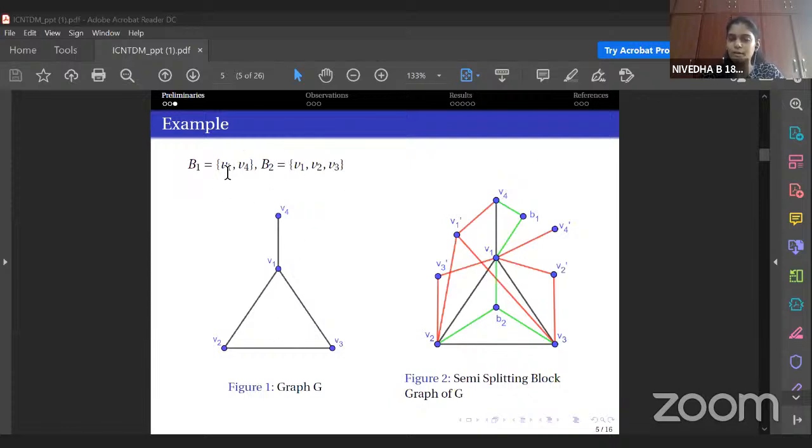So for each block in a graph, a new vertex is introduced, say small b1, and it is made adjacent to all the vertices that belong to that block. So the block B1 has two vertices, V1, V4. So in SB of G, a new vertex small b1 is introduced and it is made adjacent to the vertices of B1, that is V1, V4. Similarly, a new vertex b2 is introduced and it is made adjacent to all the vertices that belong to that block, capital B2 here. I hope it's clear with the definition.